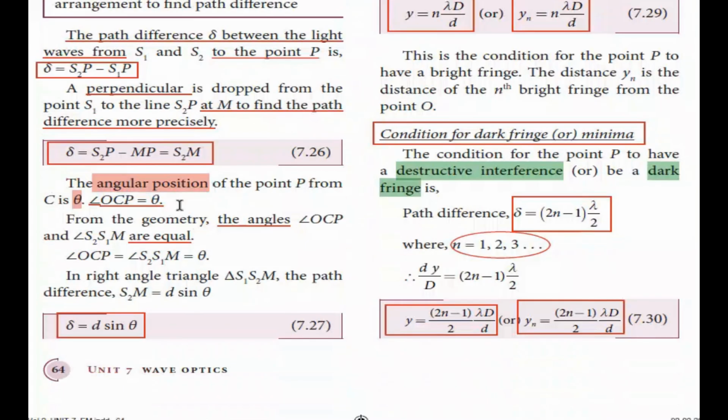which is equal to S2M. Now the angular position of the point P from C is given by theta, and so the measure of angle OCP is theta, and from the geometry the measure of angle OCP and the measure of angle S2S1M will be equal. That means the measure of angle OCP will be equal to theta, and in the right angle triangle S1S2M the path difference is given by S2M equals d sin theta. Therefore the path difference delta is given by d sin theta.